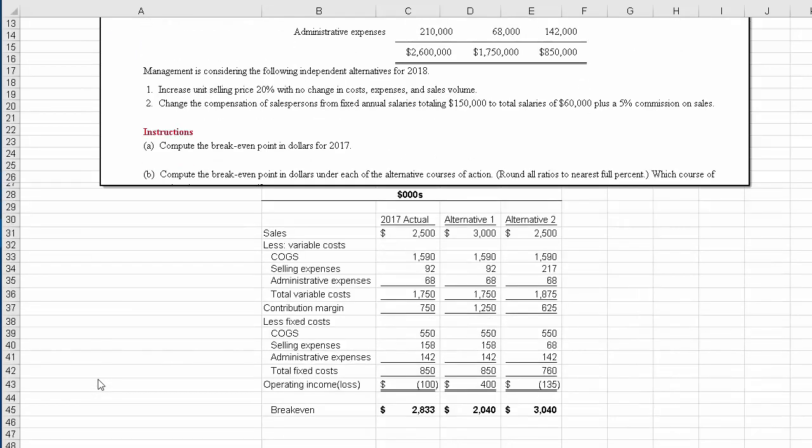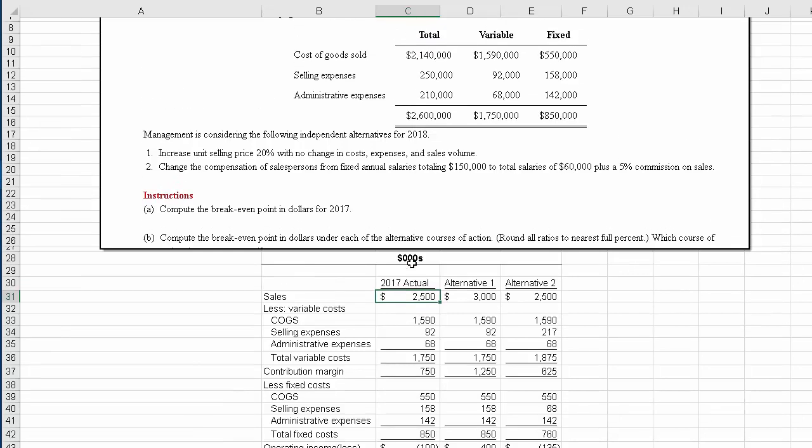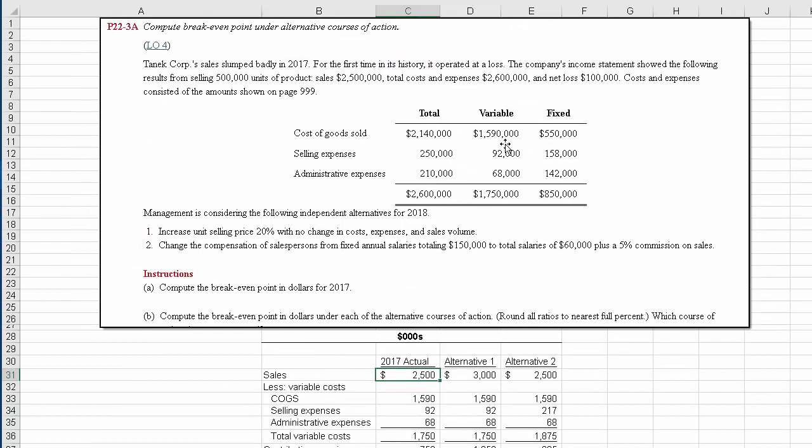So if I slide down here, you'll see that I'm using the information from above. And well, first, I want to restate 2017. They told us sales were 2,500,000, and I'll do this analysis in thousands of dollars so we don't have so many zeros on the screen. Okay, the variable costs were $1,590,000 for cost of goods sold, right? I'm just pulling the information from here, 92 and 68, right? So that comes to 1,750.